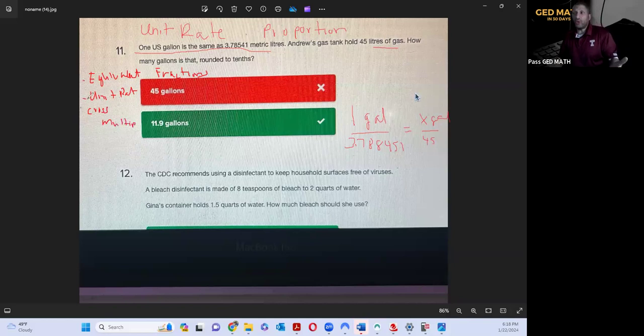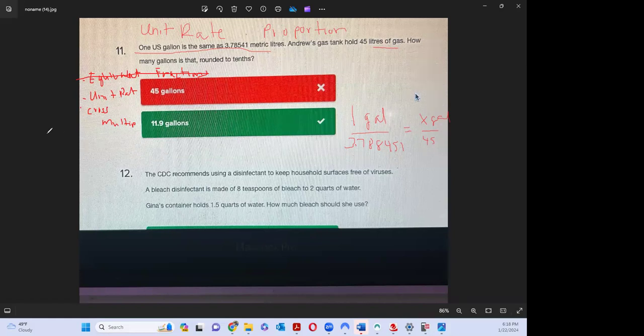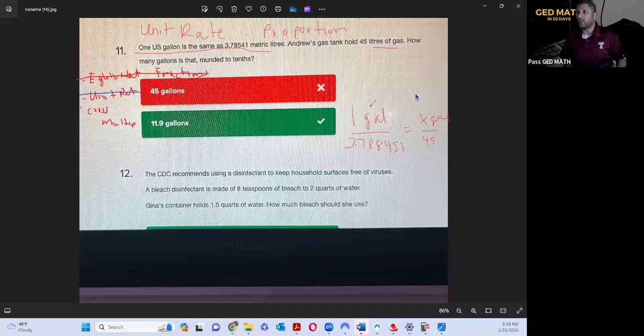You can't use equivalent fractions because there's no number you can multiply 3.78 by to get 45 in mental math. So I can't do equivalent fractions, and that's off the list. Unit rate: well, I already know how much one gallon is, one gallon is 3.78 liters. But the unit rate is not in the way we need it, so I would need to set up a backwards proportion. That's okay, because the third way is cross multiply.